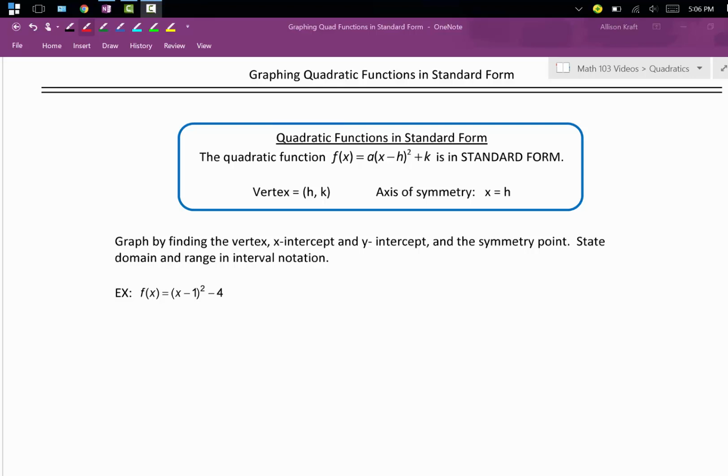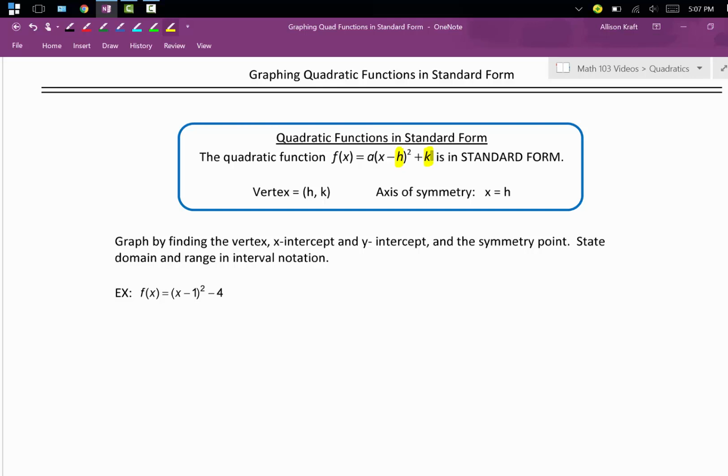This video discusses how to graph quadratic functions that are in standard form. The quadratic function f of x equals a times the quantity x minus h squared plus k is in standard form. This is also called vertex form. The reason they call it vertex form is because the vertex is identifiable just by looking at the equation. The vertex is (h, k), and both of those pieces of information are available to us just by looking at the equation.